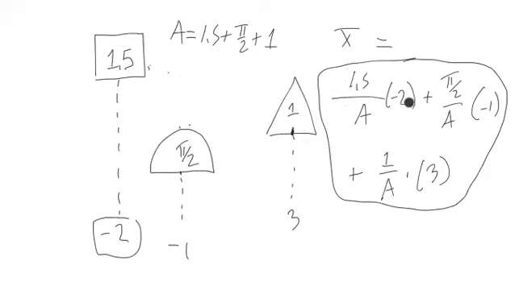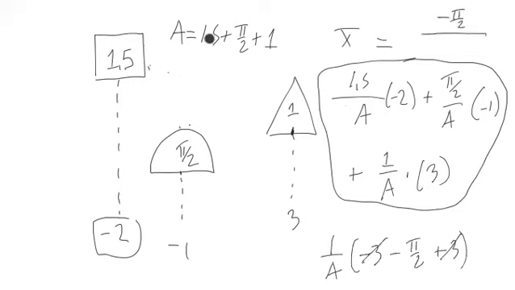We can factor the 1 over a out of all of that, and so we have -2 times 1.5, which is -3. And then we have a minus pi halves times 3, or so we have plus 3 here. Notice that this -3 and that 3 cancel, which is really nice. And we're just left with negative pi halves over a. And so the x bar will be equal to negative pi halves all over a.